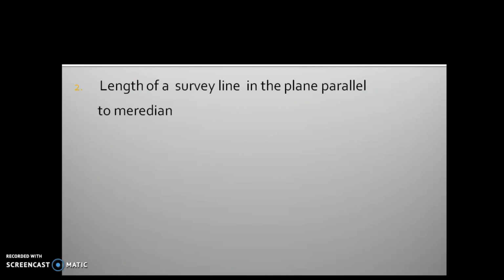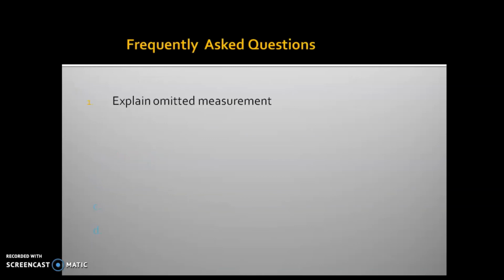Next, the length of a survey line in the plane parallel to the meridian is called what? Latitude, departure, or error of closure. So it is latitude. Next, we'll see the frequently asked questions.